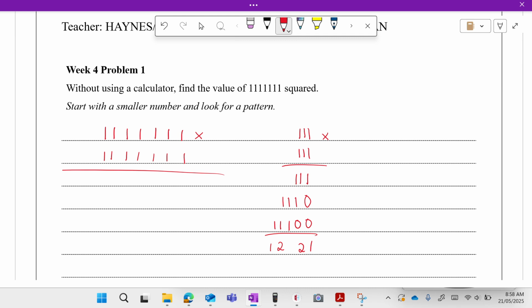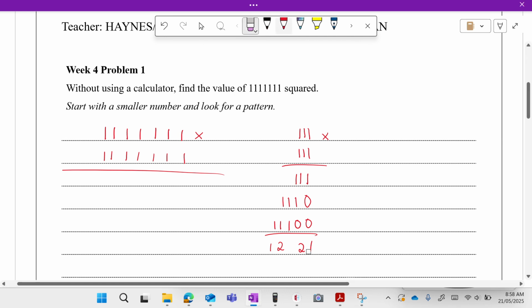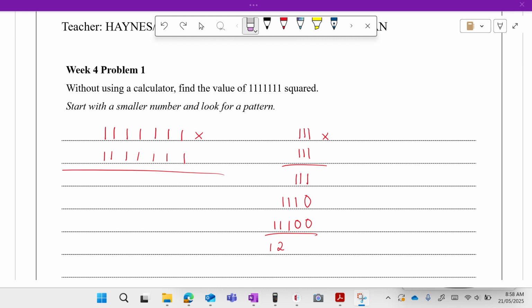So can I just pause you for 2 secs? Where did our 3 come from here? Have I made a mistake on the screen? 1, 4, 3, 2, 1. 1, 4. Where's the 4 coming from? Have I made a mistake here? No. Sorry. Where's the 3 coming from? Have I made a mistake?